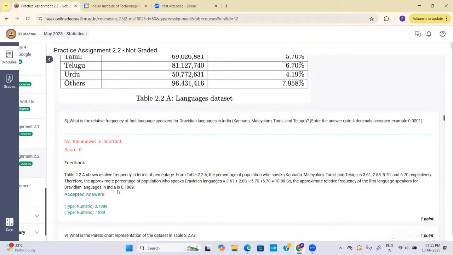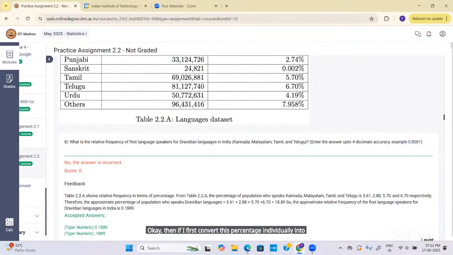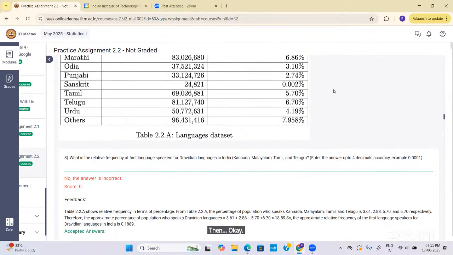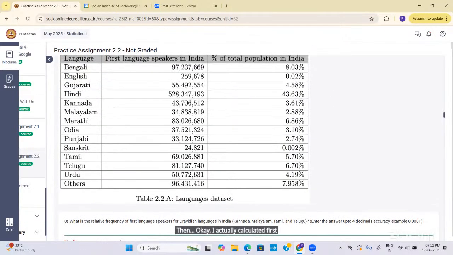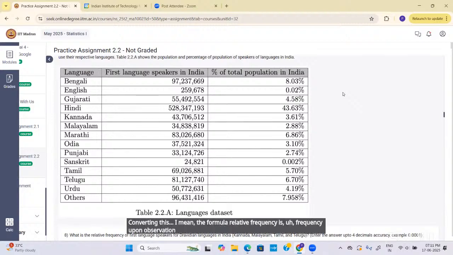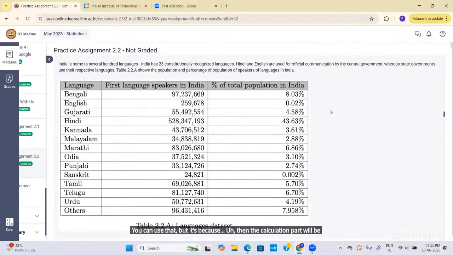Ma'am, if I first convert each percentage individually into a relative frequency, then also you can. I actually calculated the relative frequency first by converting them. The formula is relative frequency equals frequency upon observations, and multiplied by 100 gives the percentage. You can use that way, but the calculation part will be very tough in that case. So this is the easiest way to do it.